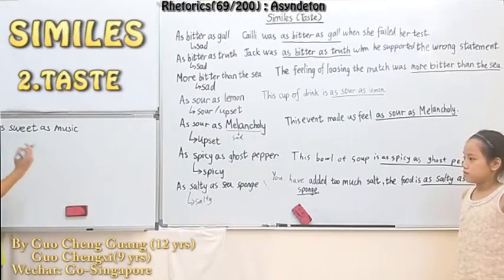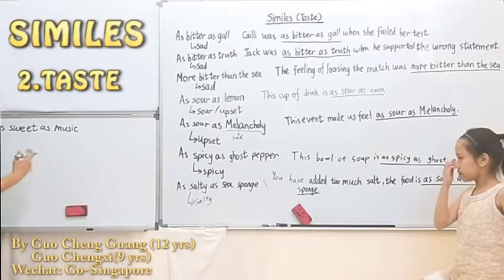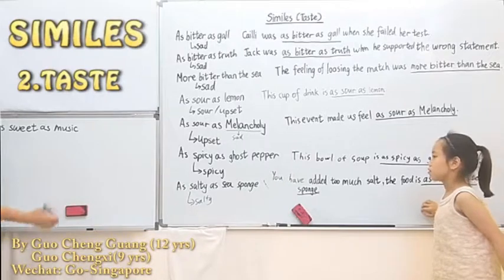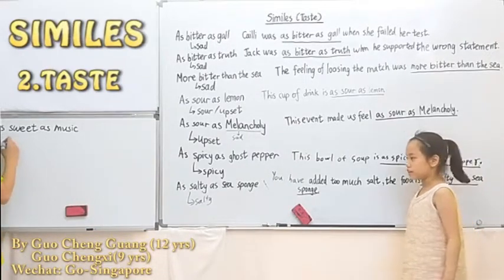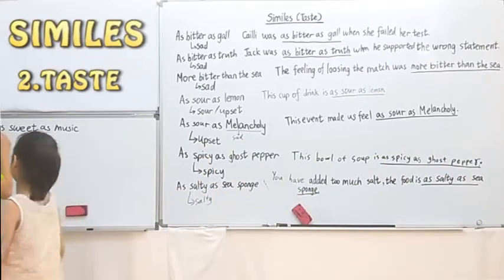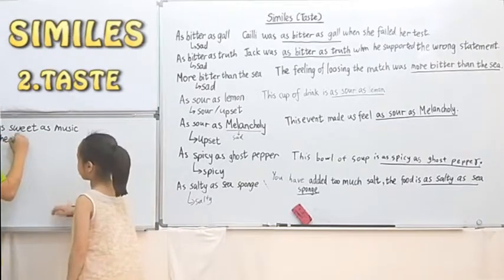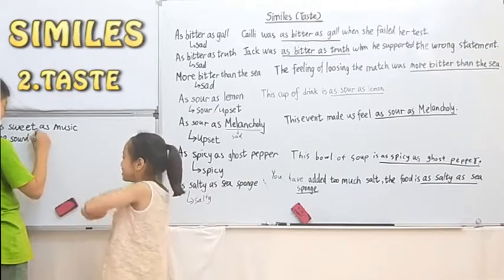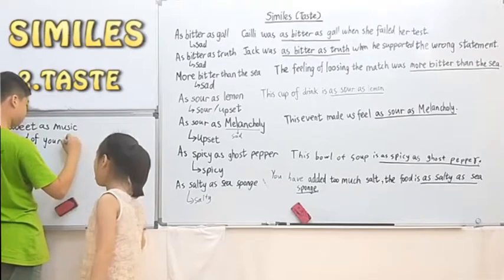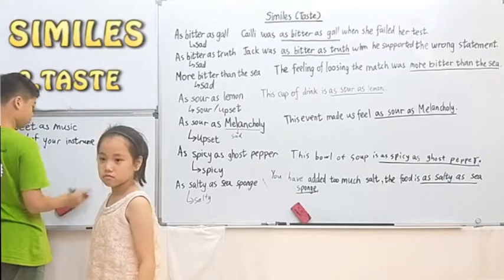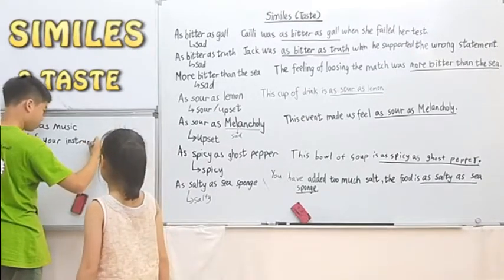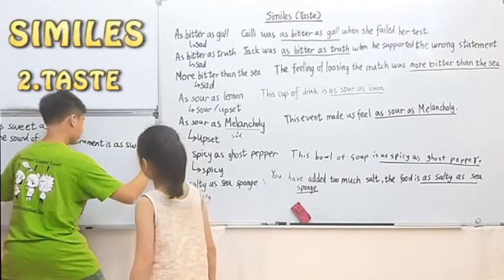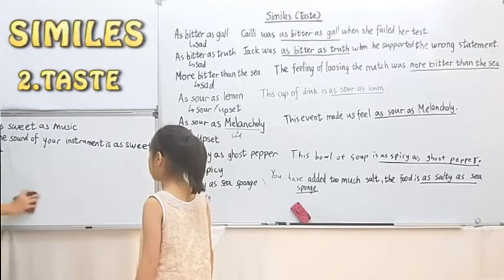Although music doesn't have to be sweet, this type is referring to music that sounds nice, which you call sweet music. So as sweet as music means that it is sweet. Okay, give an example. The sound of your instrument is as sweet as music.